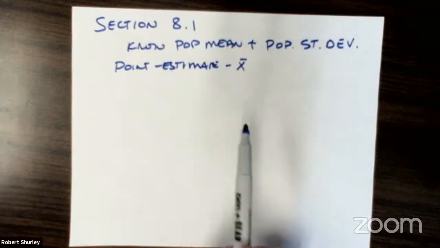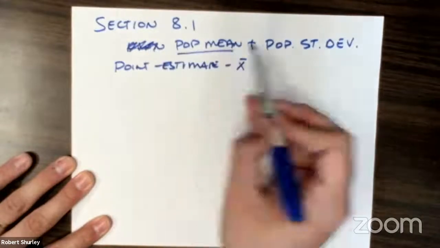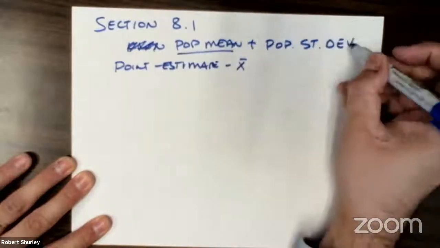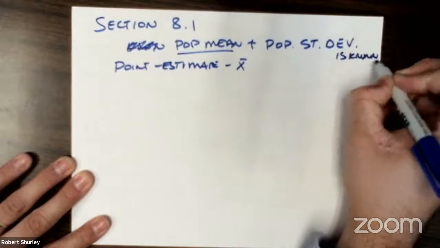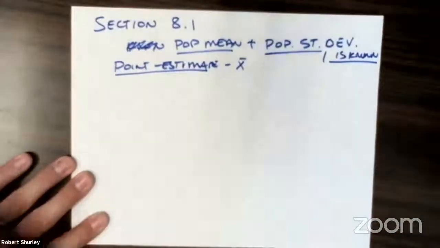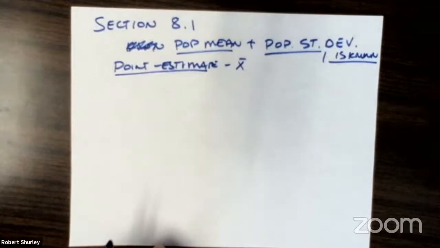Oh, wait, hold on a second. The population mean when the population standard deviation is known. I said that wrong. Sorry, so we've got to define what a point estimate is. It's X. We're going to consider it X bar. It just estimates the population mean.